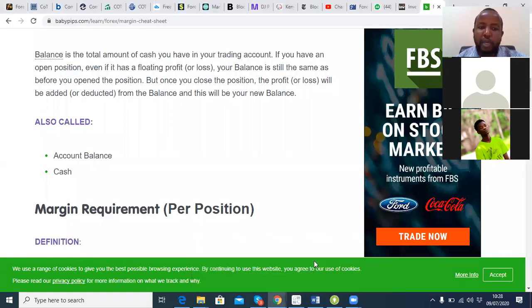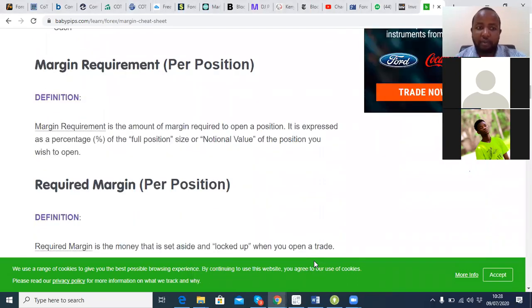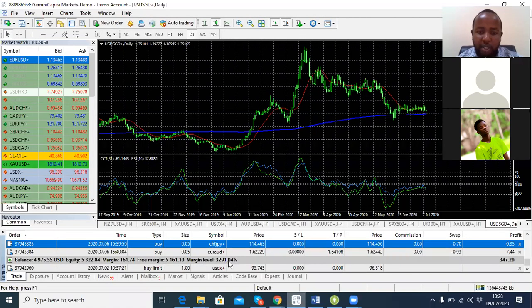Then we go now to margin requirement, the percentage level. This is important to note. The margin requirement is the amount of margin required to open a position. It is expressed as a percentage. You can see it down here, this percentage, mine is reading 32, 92, and you can see it keeps changing.